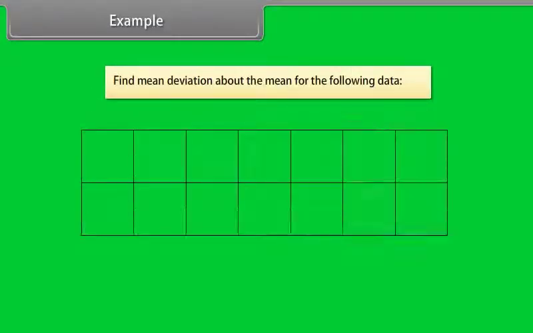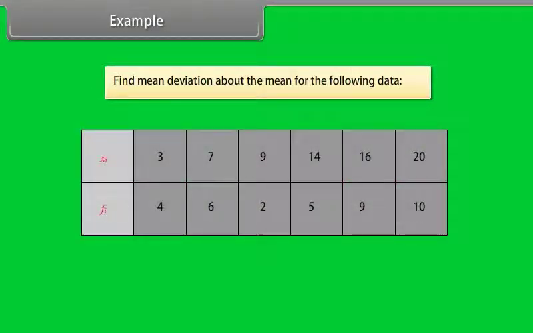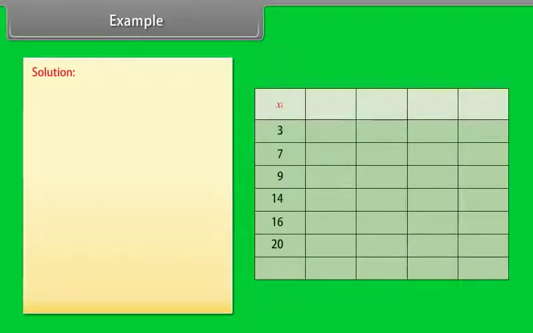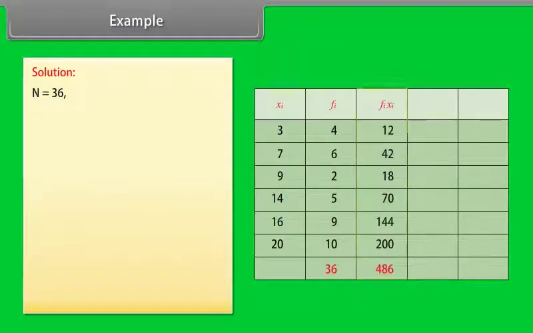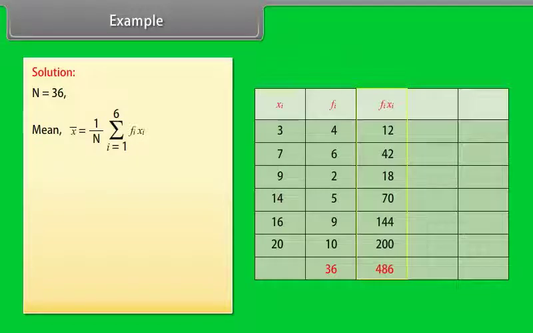Example. Find mean deviation about the mean for the following data. Solution. In the first two columns, we write the given data for better understanding. The sum of the frequency f is found to be 36. In the third column, we find the product of given xi, fi and the summation as 486. After that, we find the mean from the formula as stated below. Summation from i equal to 1 to 6 of the product between xi, fi divided by capital N. It is found to be 13.5.